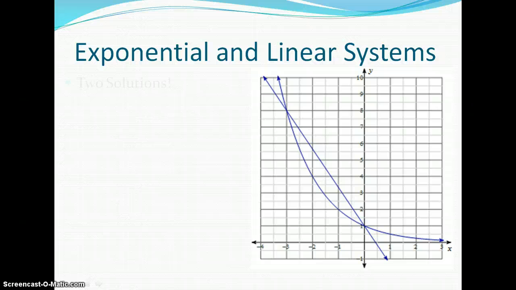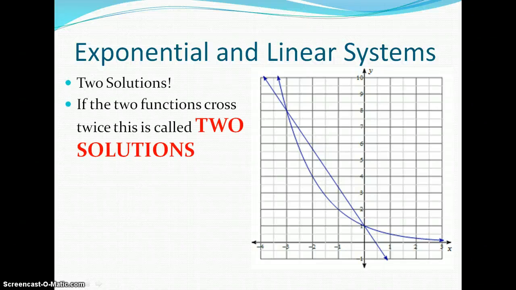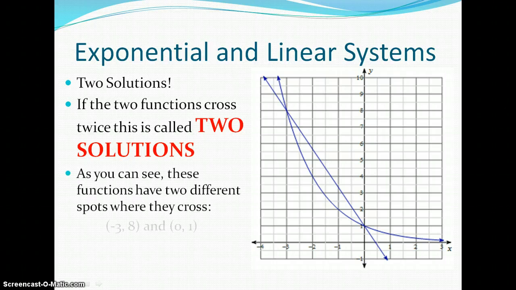The last type of solution we can have is actually two solutions. These are two solutions because, as you can see, our lines cross at two different points. They're going to cross at (-3, 8). Again, your x value comes first and then your y, and then also at (0, 1). We cannot have this with two linear equations because two linear equations would be impossible to cross twice, but this can happen with exponential. There is no such thing as infinite number of solutions with a linear and exponential system because there are two different lines and they're never going to go on the same path.